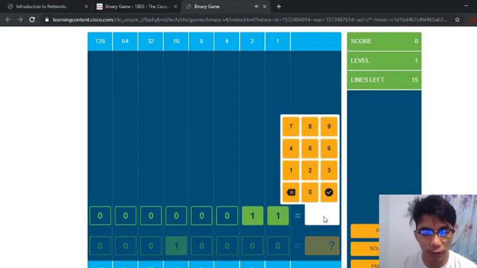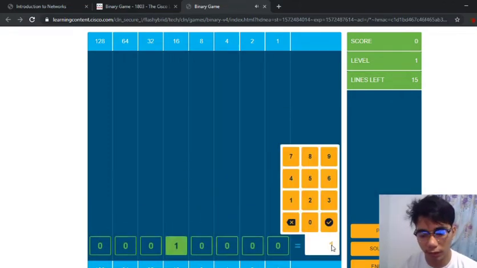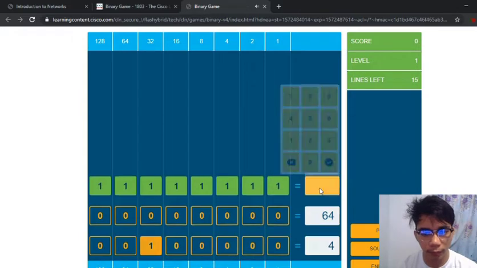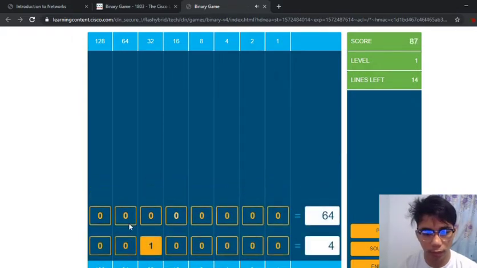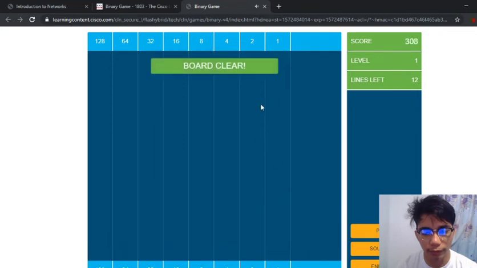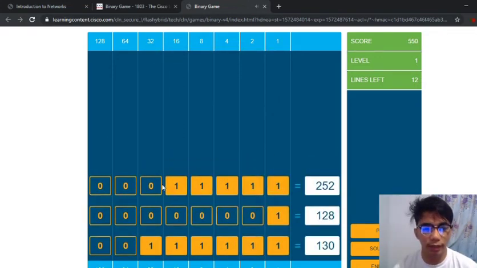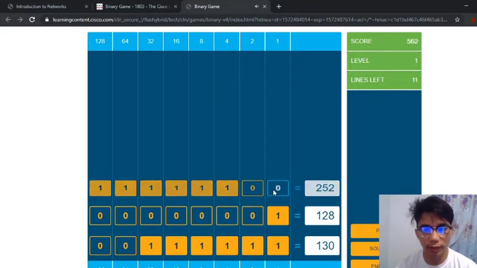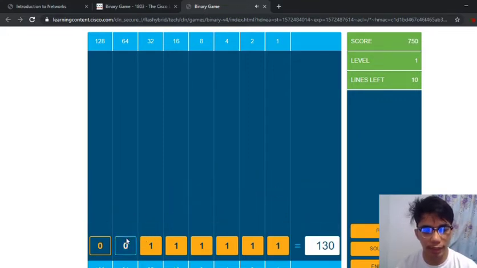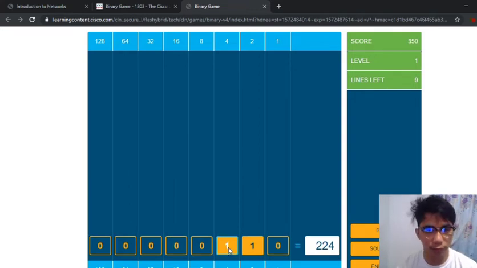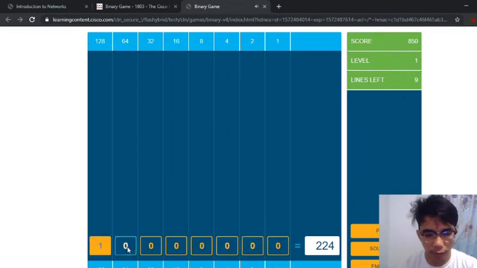Then sorry for that. Then 1 plus 2 is equal to 3. And it should be 16. It's 255. And it will be 64. Then this will be 4. It is somewhat very easy because I already know the binary. 244 would be 11110100.